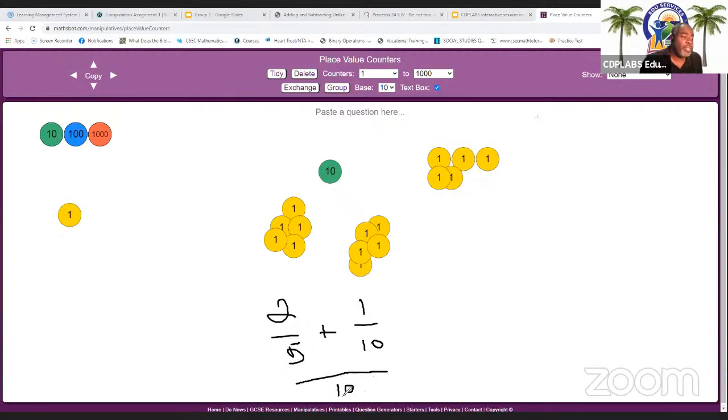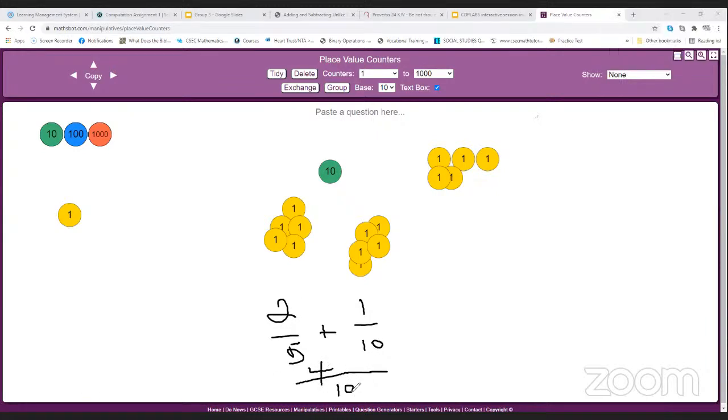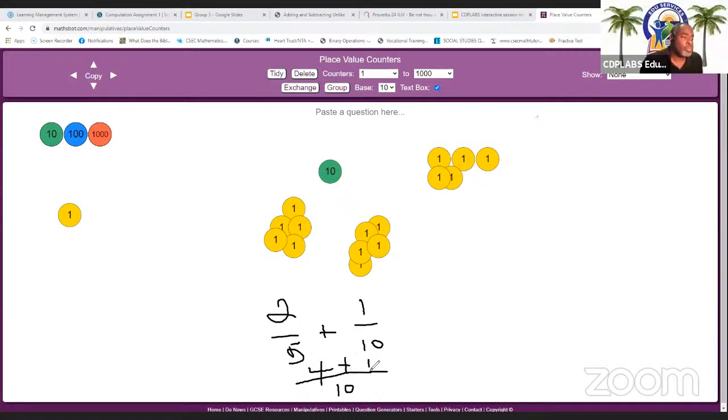So 5 into 10 goes 2 times. 2 times 2 is 4. 10 into 10 goes 1 time. 1 times 1 is 1. And the answer is 5 over 10.